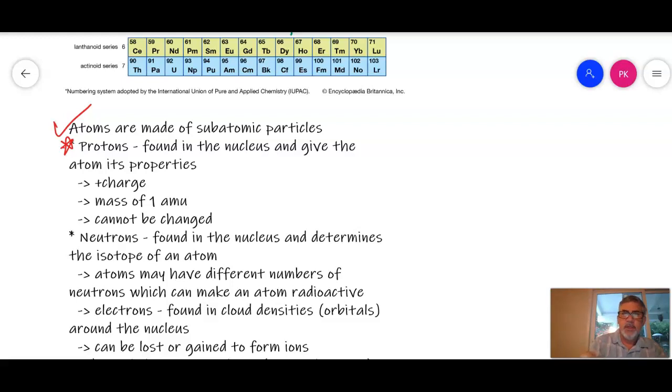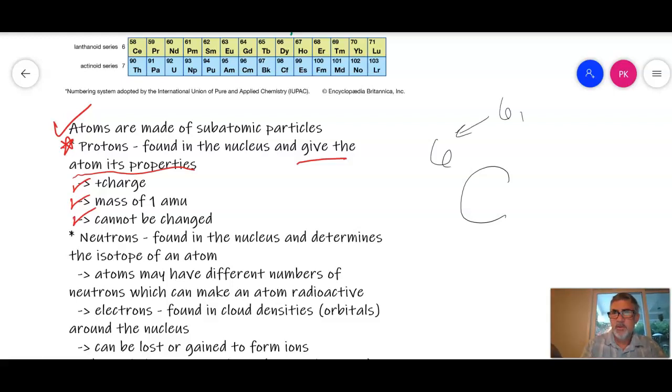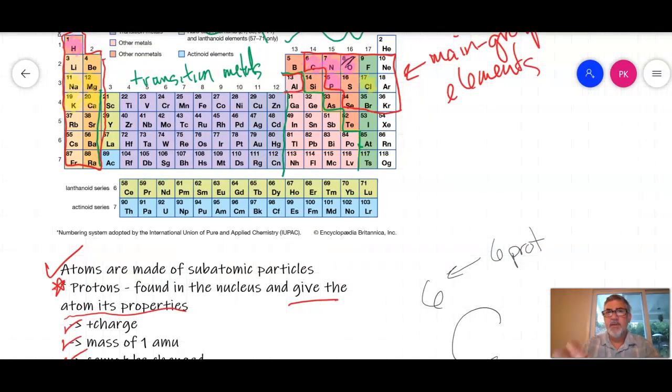Protons give an atom its properties. A proton has a positive charge. It has a mass of 1 atomic mass unit. And most importantly, it cannot be changed. For instance, carbon 6 means that it has 6 protons. If I gave it another proton, it would have 7. It wouldn't be carbon anymore. If it was 7, it would be nitrogen, right next to carbon.